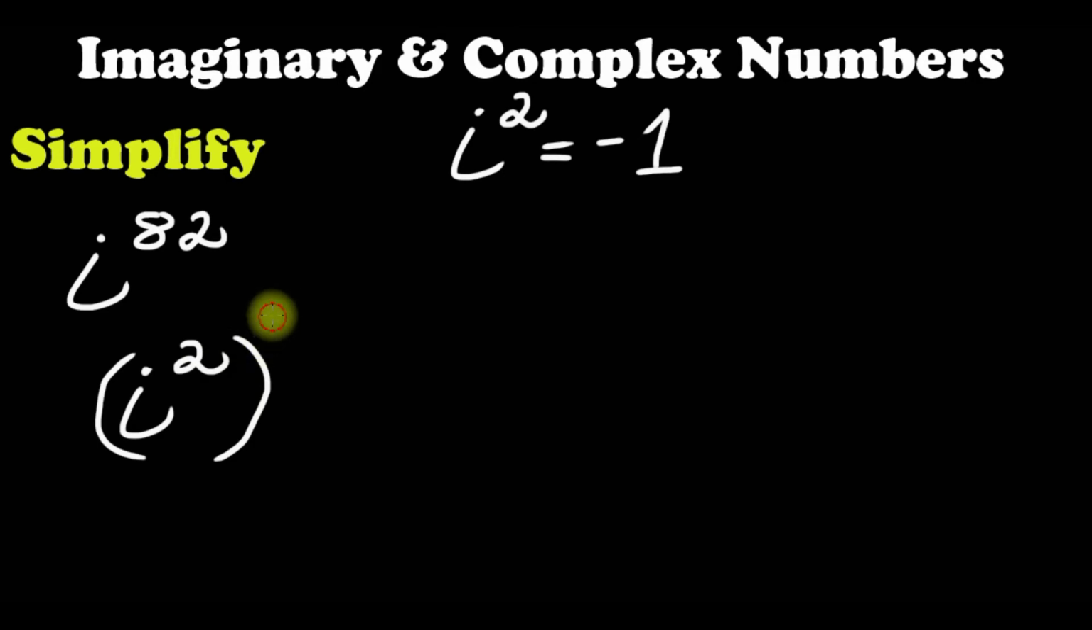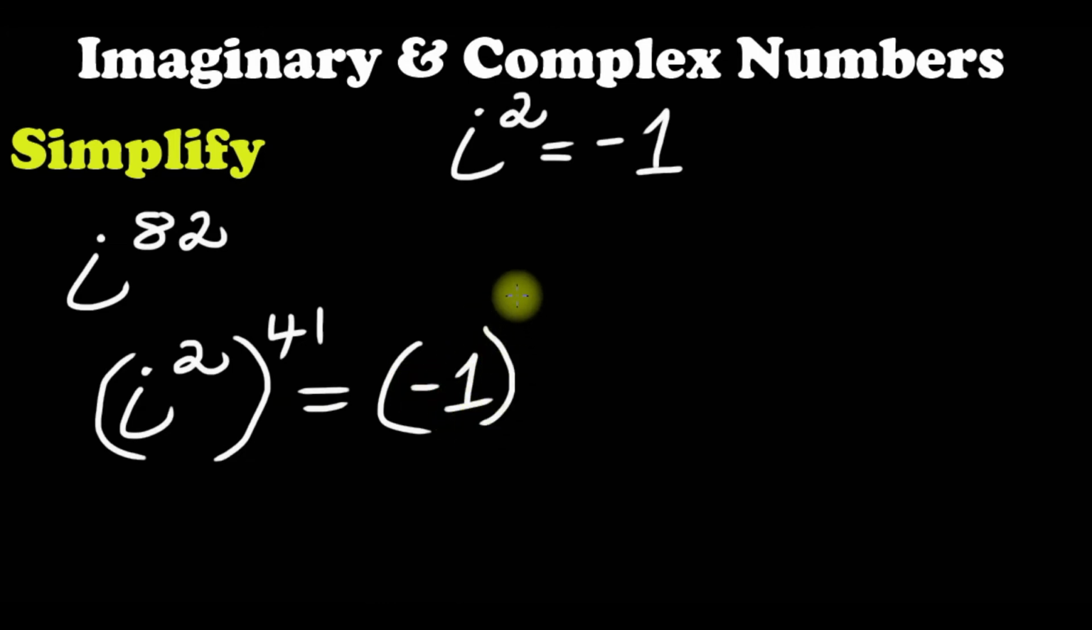So 2 goes into 82 how many times? That would be 41, because 2 times 41 is 82. And then i squared, we replace that with -1, and then that to the 41st power. So -1 to the 41st power is just going to be -1. So i to the 82 came out to -1.